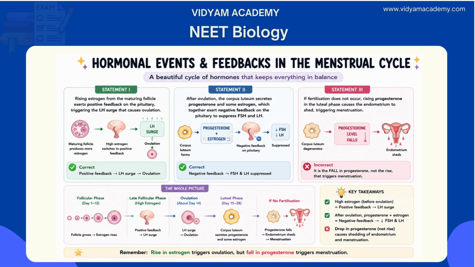Statement 2 is also correct because after ovulation, the corpus luteum secretes both progesterone and estrogen. Together, they feed back negatively on the hypothalamus and pituitary, suppressing GnRH, FSH and LH. This prevents any new follicle from developing during that cycle. Statement 3 is wrong because it is the fall of progesterone, not its rise, that triggers menstruation. When the corpus luteum degenerates, progesterone drops, causing the endometrial blood vessels to constrict and the endometrium sheds. That's why the third statement is wrong and 1 and 2 are right.